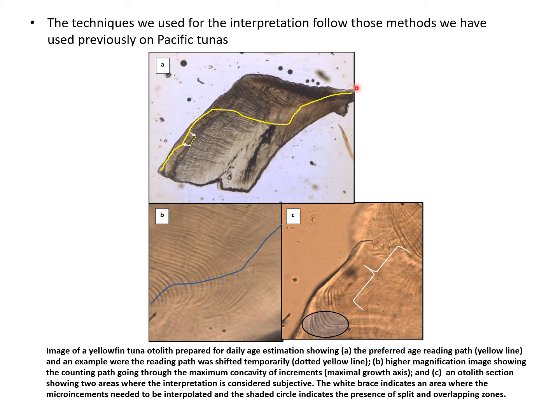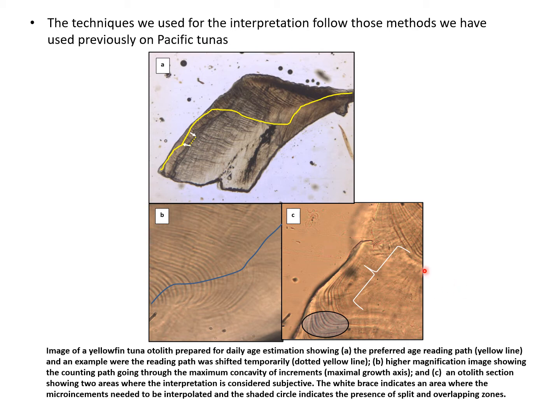We can see the transect that we use starts at the nucleus and it works its way down close to the sulcus. At a count of approximately 150 zones, we follow a prominent check out to the outer edge and continue that transect down the outer edge. The transect's not always straight. You can see here in image B, our transect follows a path through the increments at their maximum concavity. And this just allows us to interpret the split and the merging zones better.